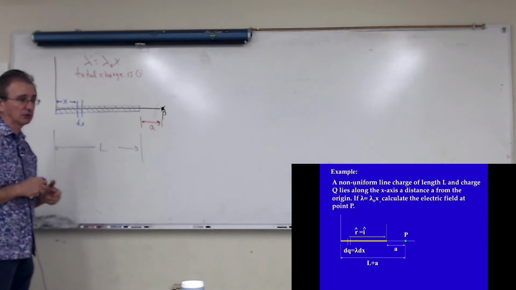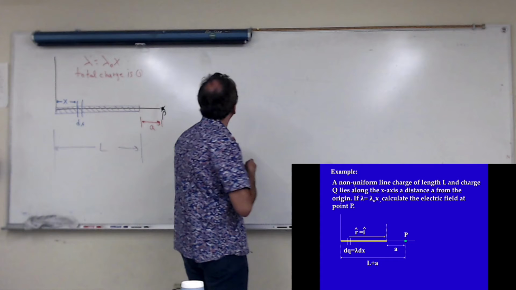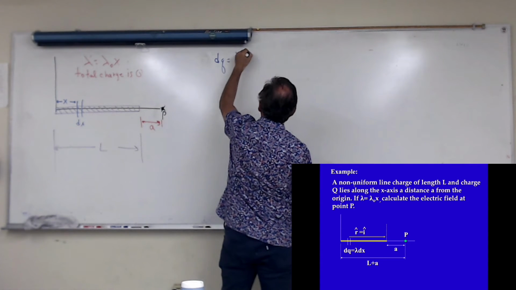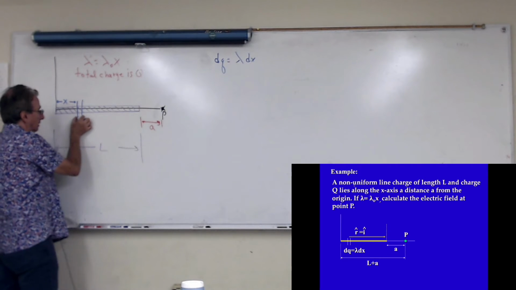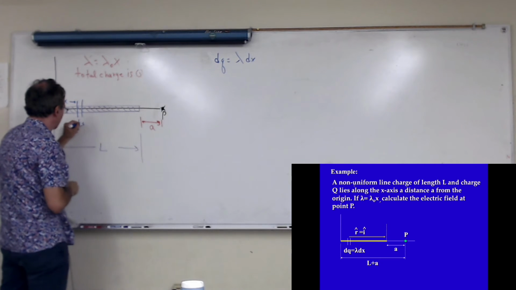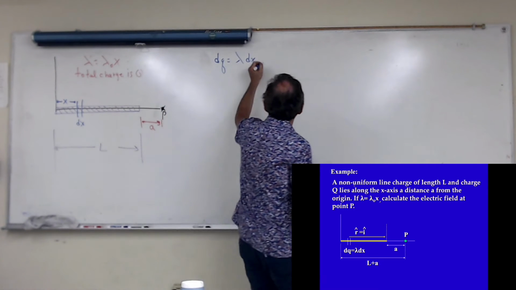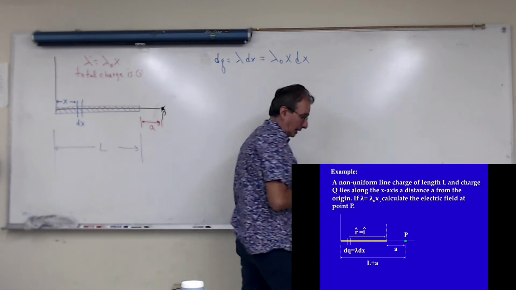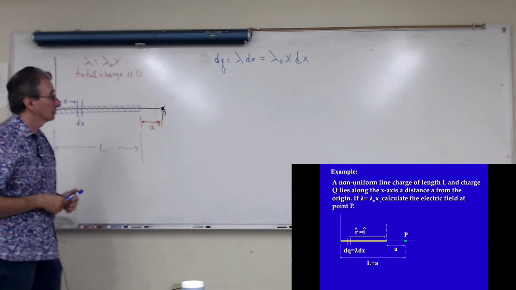The r hat's going to be extremely easy for this one. But let's write our dq. Let's look at our dq for this problem. dq is equal to lambda dx, right? This is the infinitesimal piece of the rod. Its length is dx. That dx times that charge density is going to give you my dq. And really, if I did not know that the total charge was Q, then I would just leave it like that.